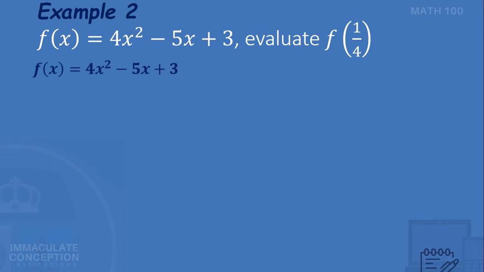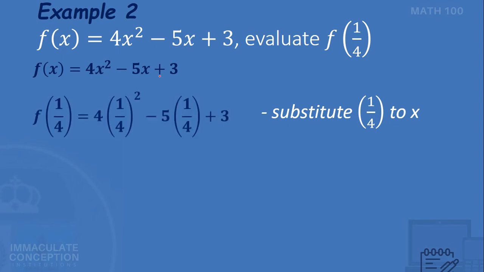Example number 2. f of x is equals to 4x squared minus 5x plus 3. Again, the first procedure is to substitute 1/4 to x. So we have f of 1/4 is equals to 4 times 1 over 4 to the second power minus 5 times 1/4 plus 3.